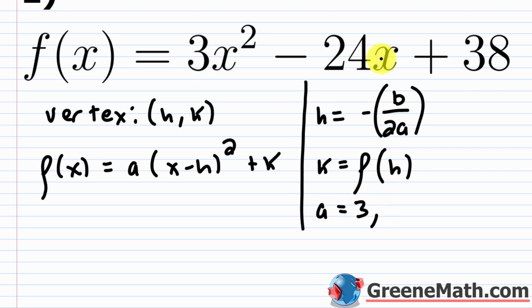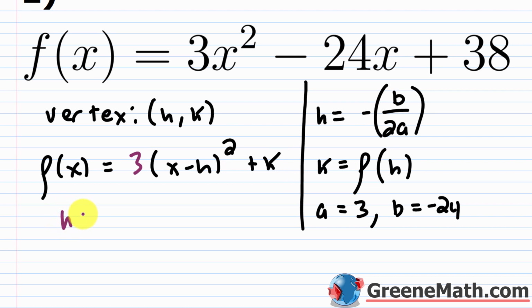Your b value here is the coefficient for x to the first power, so that is going to be negative 24. You don't really need the c here. It's 38, but you don't need it for this formula. So what we're going to do is just plug in. So we can erase this a here and go ahead and put the 3 there. So that part's done. We need to figure out the h and the k.